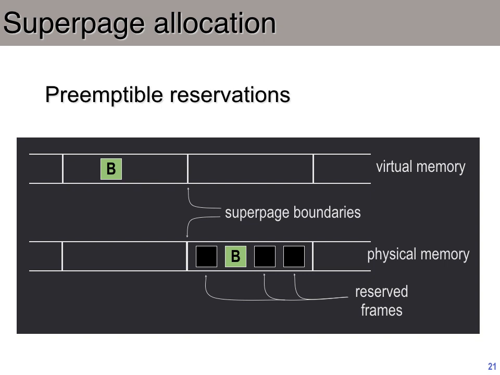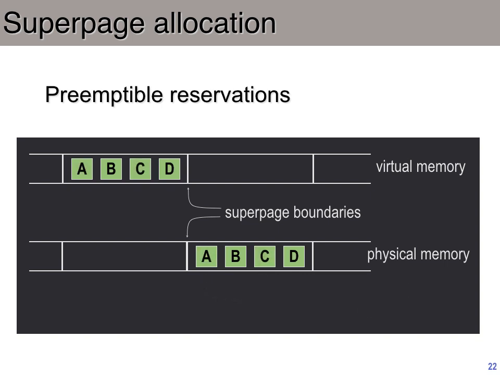And if our guess is correct, then the application will soon use these neighboring pages, and we would have contiguous and aligned base pages in both physical and virtual memory. And then we could happily promote this into a super page of size 4. All right. But then you notice that the name says preemptible reservations, not just reservations.